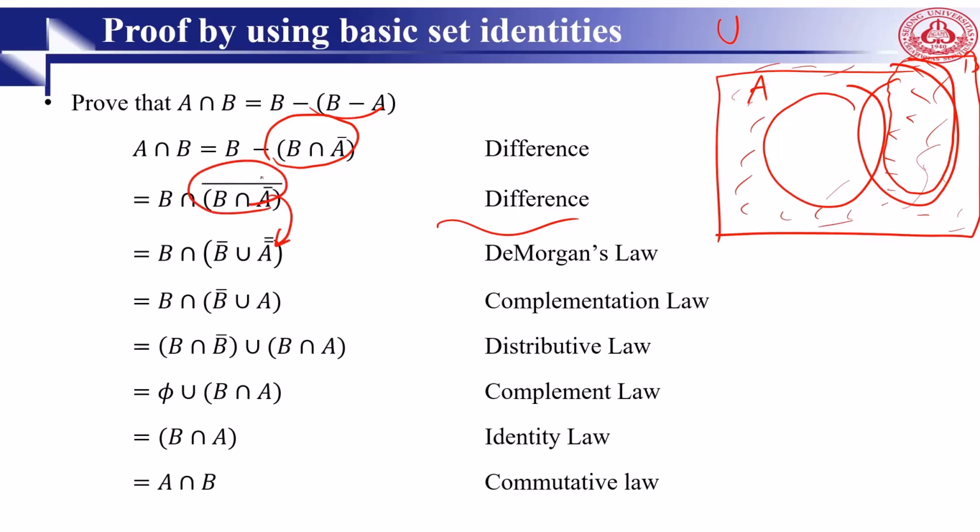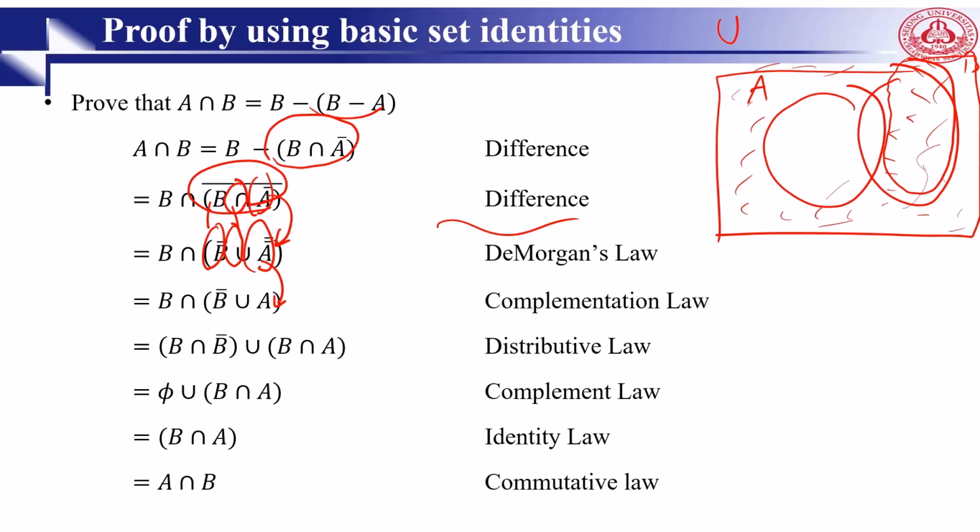So if we apply this complement, this intersection will change to union, B will be changed to B complement, and A complement will be complement of complement. Complement of complement is A, right? Is A. So this one will be rewritten as this one. Then we have B intersection of union of B complement and A.